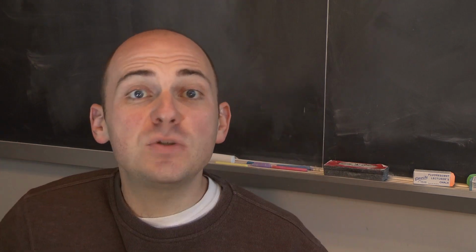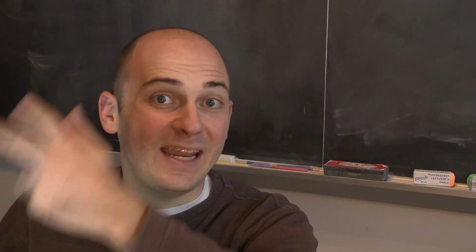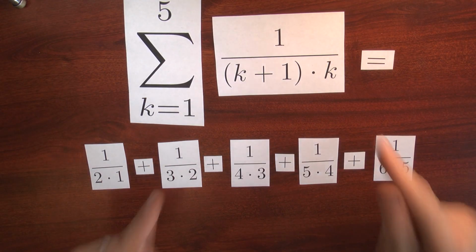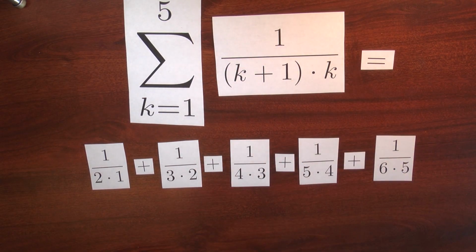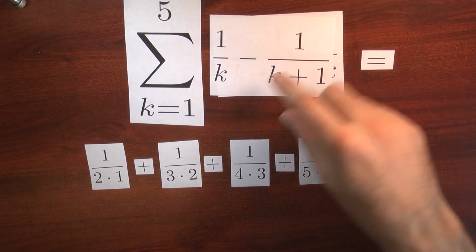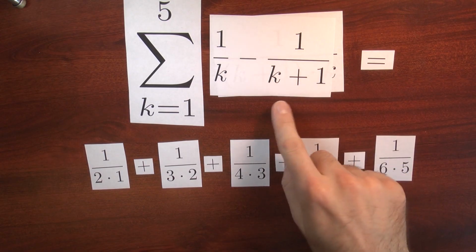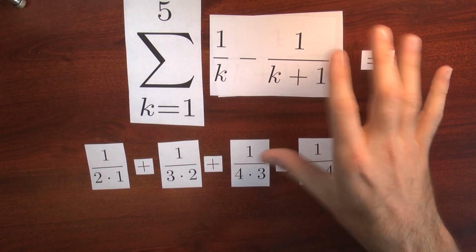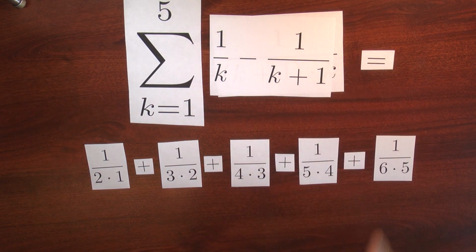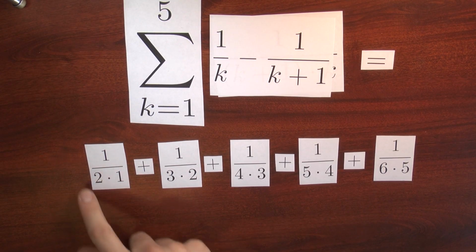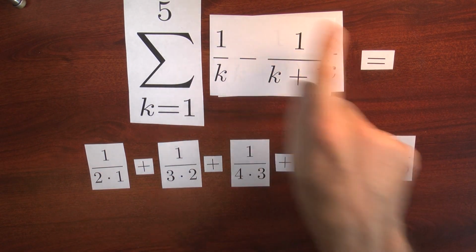Alternatively, we can make use of the algebra fact from the beginning. What was that algebra fact? It was a fact that 1 over k plus 1 times k is the same as 1 over k minus 1 over k plus 1. Now, why is that helpful? Well, that means instead of writing down 1 over k plus 1 times k, I can write down this.